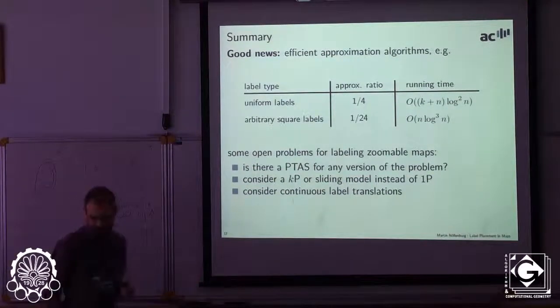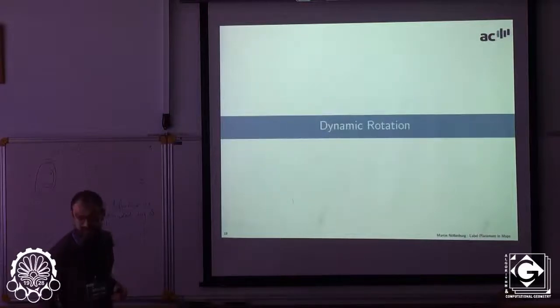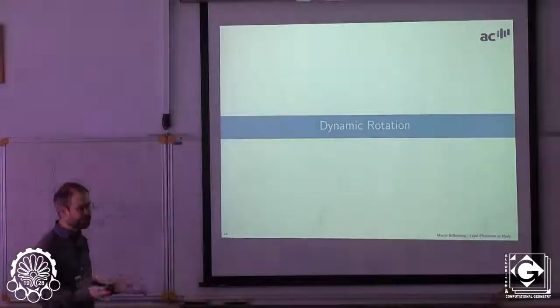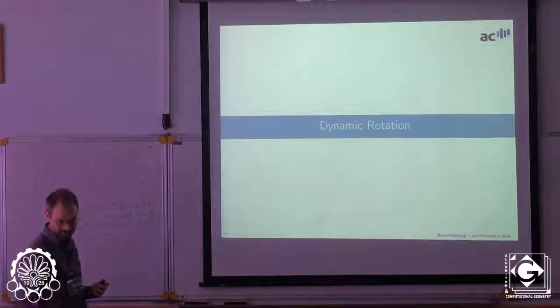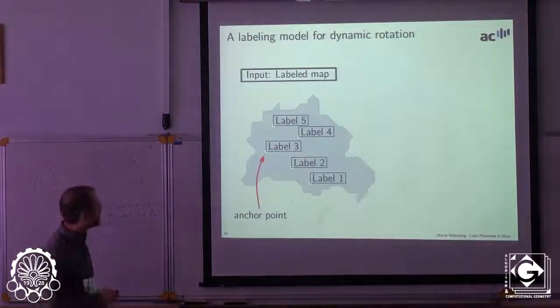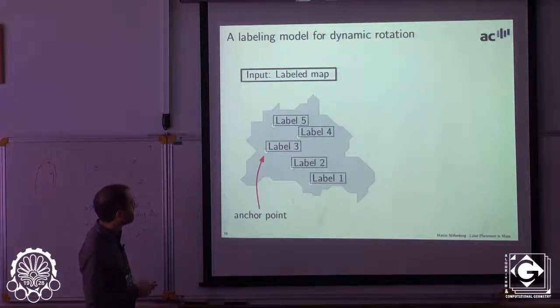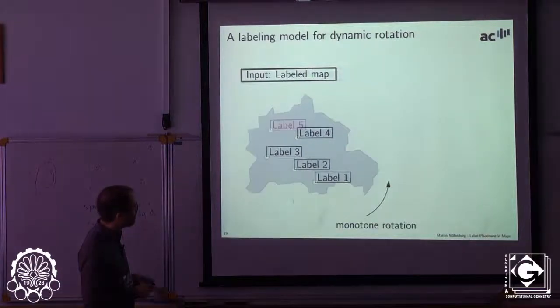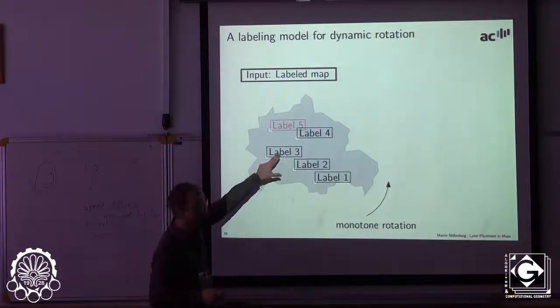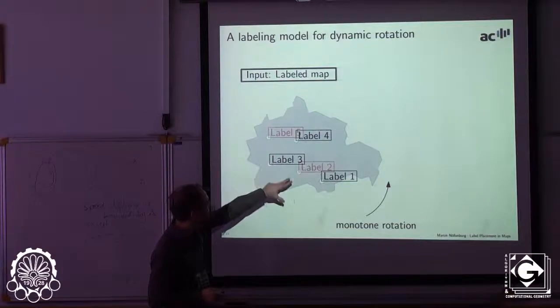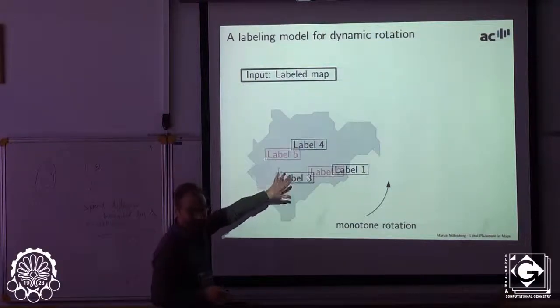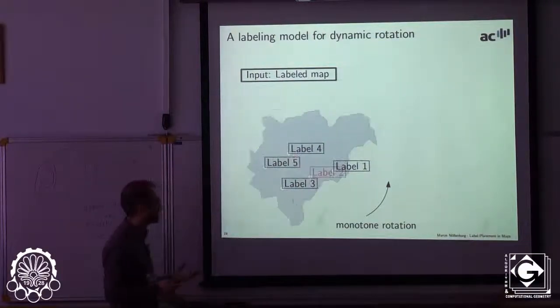Then for the last 15 minutes, let me look at the second type of dynamic operations that you can do with maps, namely rotation. So here, again, remember we have our labeled map. We want to rotate this, keep all the labels axis aligned, and you see at some point labels start intersecting, and then we need to decide which one to pick. That's the model.